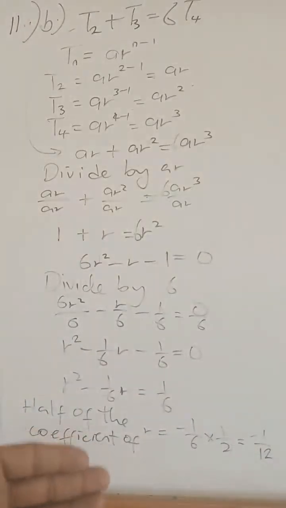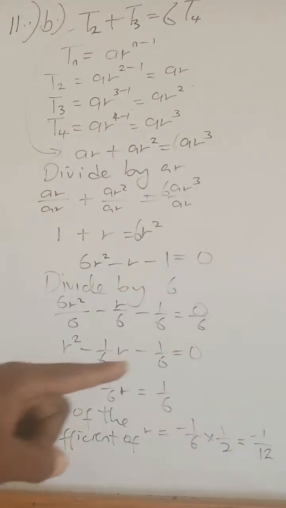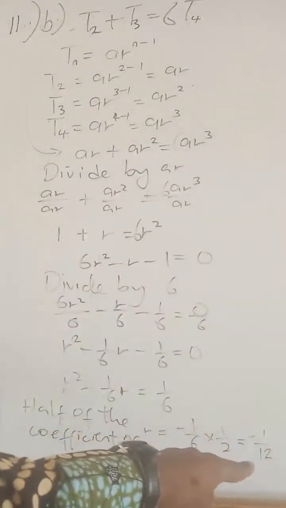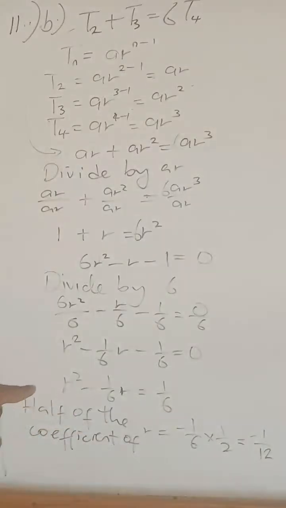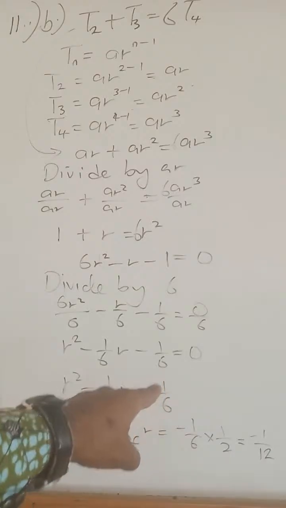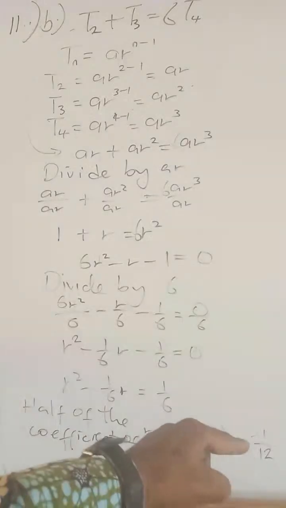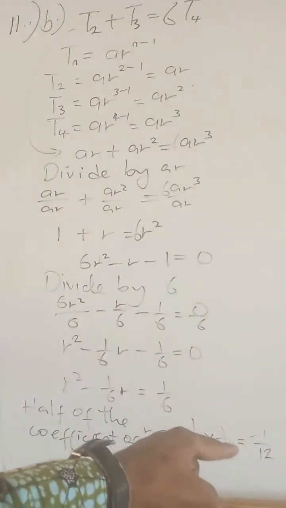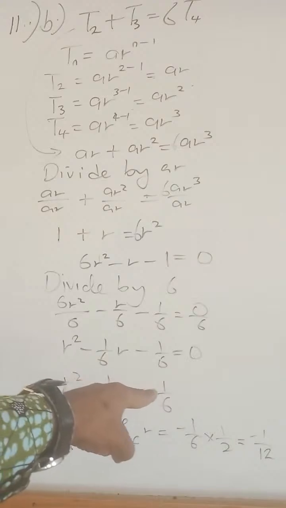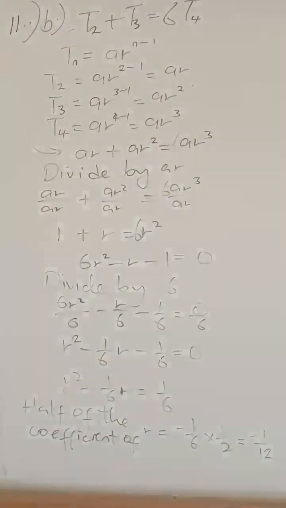Now what you're going to do with minus 1 over 12 is add it to r, and then you place it in the square. Then on the other side you're going to add it to 1 over 6, and you're adding the square of it. The square of minus 1 over 12 will be added to 1 over 6 on this side, and here is how it will be written. So permit me to wipe what we've written so far.